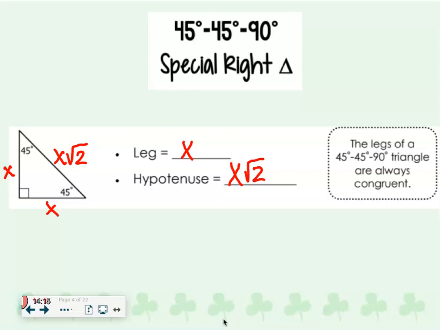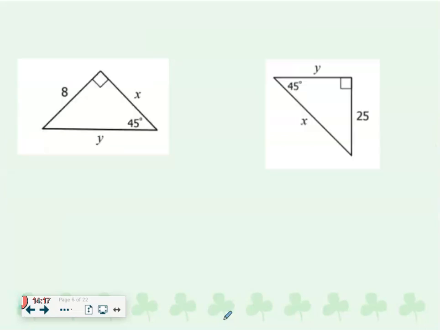So if we try these examples, what would X be here? 8. Y would be 8 root 2. So there's not a lot of thinking, it's just the pattern, right? Okay. So what would Y be on this one? 25. What's X? 25. Done. Aren't these nice?